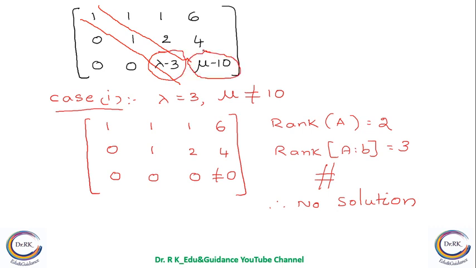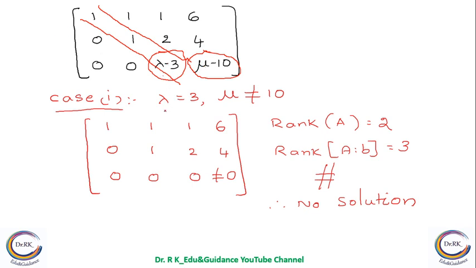Very simple understanding, right? If it is 3, it becomes 0. If it is 10, it becomes 0. Then rank will be different, right? So that is what they are expecting. So we need to try with different combinations for lambdas as well as mu's. Then accordingly we have to see what is the rank of A, what is rank of B, then what is the conclusion.